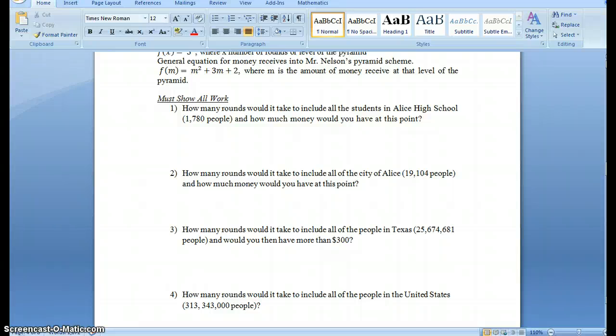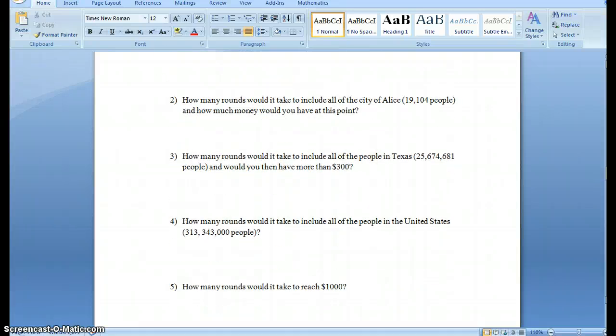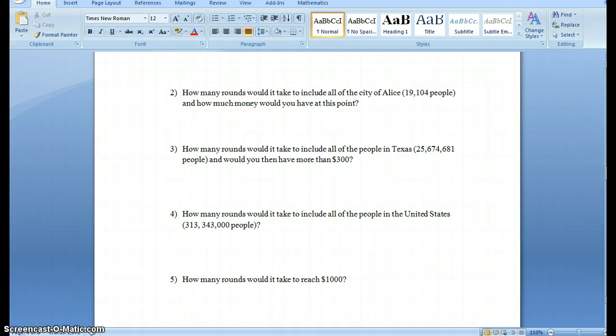Question 2, how many rounds would it take to include all the city of Alice? There's 19,104 people in Alice, according to the 2010 Census Bureau, and you find how much money would you have at this point too. So those are kind of similar problems. Then we go a little bigger. Question 3, how many rounds would it take to include all the people in Texas? You have 25,006,674,681 people, and would you have more than $300? So the kids would have to figure out more than. A lot of times kids don't understand what more than is, so that's a key word there to figure out. So you're using a little bit of inequalities at this present moment.